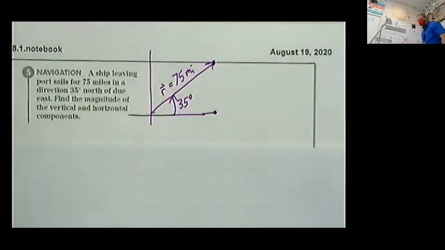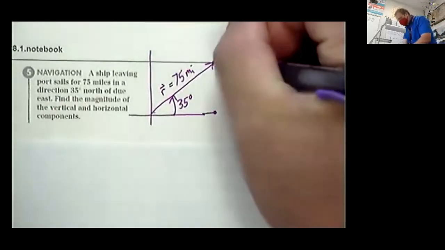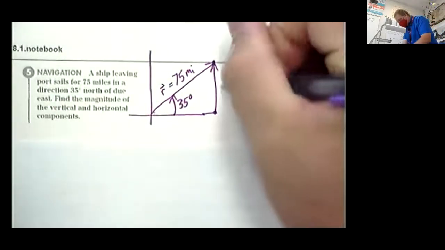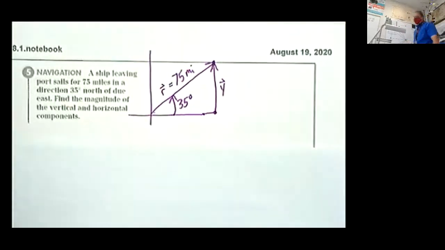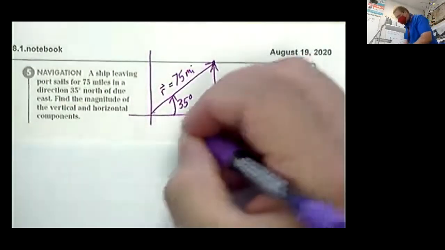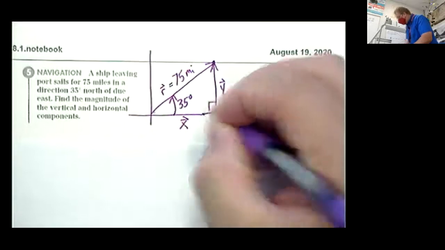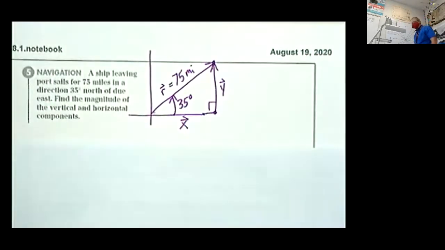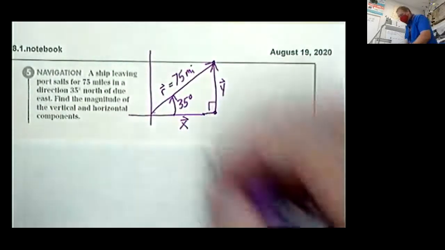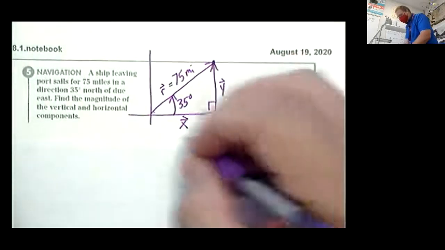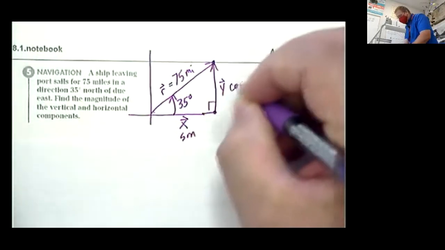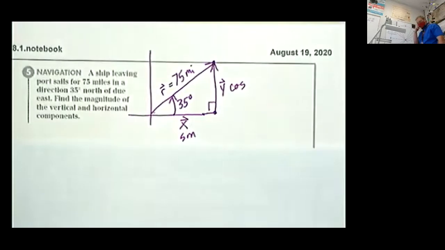Our question then is find the magnitude of the vertical and horizontal components. What does that mean? Well, that means we want to find the y vector and we want to find the x vector. How are we going to do that? Well, that's good old trig, right? X is adjacent, y is opposite. That means we're going to use sine and cosine. Good old sine and cosine.